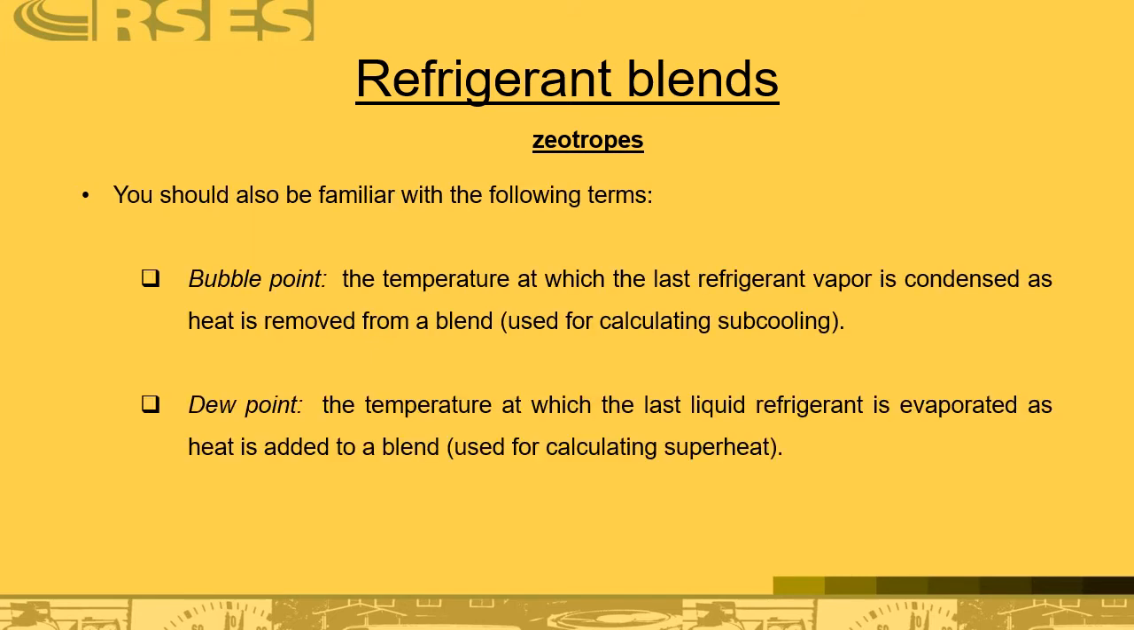Zeotropes. You should be familiar with the following terms. Bubble point, that's the term we're going to use when we're doing subcooling with a blend refrigerant. The temperature at which the last refrigerant vapor is condensed as heat is removed from the blend, used for calculating subcooling. Dew point is the temperature of the last liquid refrigerant as it's evaporated, heat is added to the blend, and this is used for calculating superheat with refrigerant.